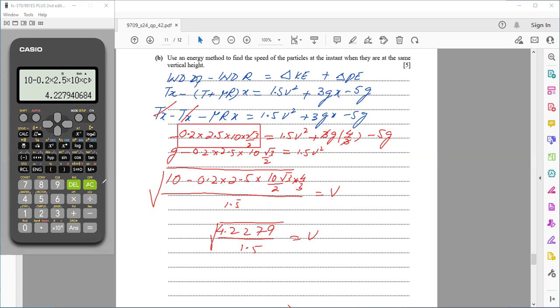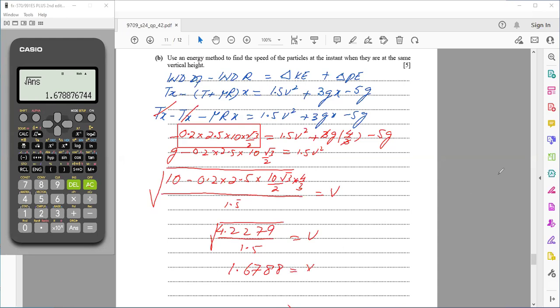So I have to divide it by 1.5. Okay, I have this one, 2.81. I have to take the square root of this answer. I will get 1.67. Okay, 1.6788. That's the value of V.